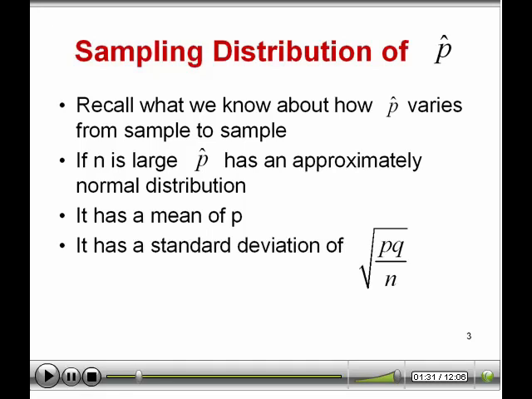What we do know about sample proportions is that they vary from sample to sample, and that when the sample size is large, they are approximately normally distributed. The center of this normal distribution is the true proportion, and the standard deviation of this graph of sample proportions has the formula the square root of p times q divided by n.